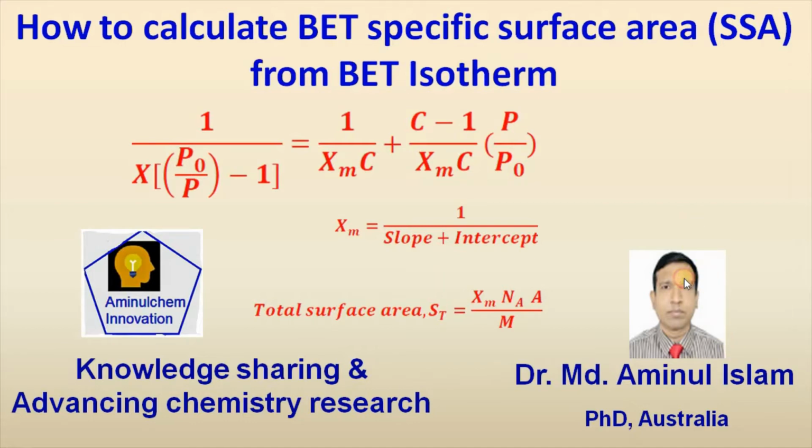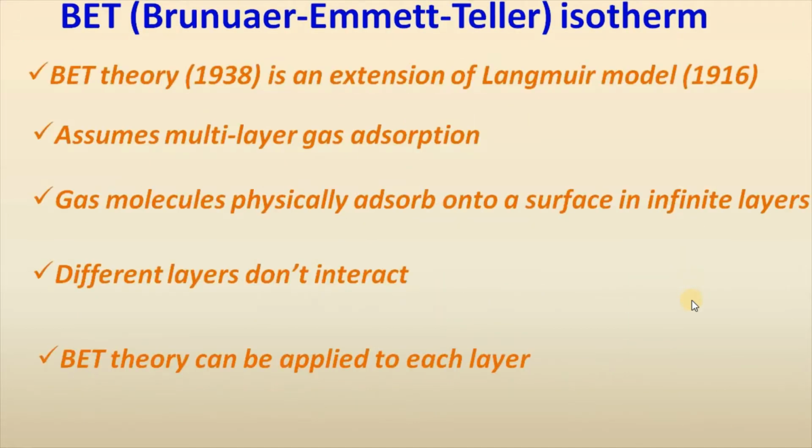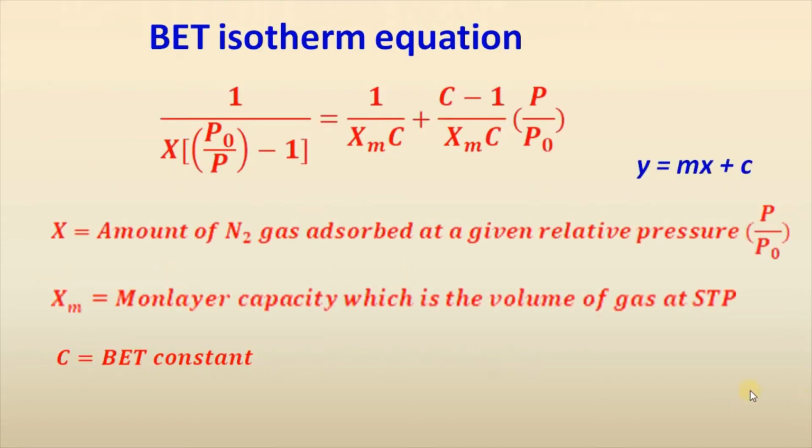Well, in the beginning, I would like to explain the BET theory. So, BET theory is an extension of Langmuir model. It assumes multi-layer gas adsorption and gas molecules physically adsorb onto a surface in infinite layers. Different layers do not interact, and BET theory can be applied to each layer.